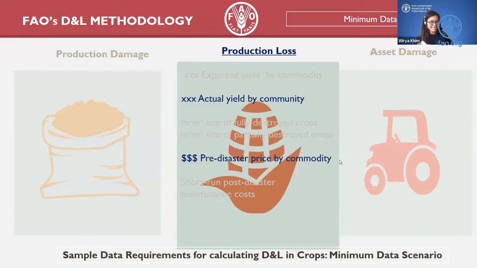Okay, this slide also shows that the methodology can function with minimum or limited data availability. However, it's still very important to have the disaggregation by commodity types. This means that the methodology can work with a wide spectrum of data availability, and it can also work with quite few data.